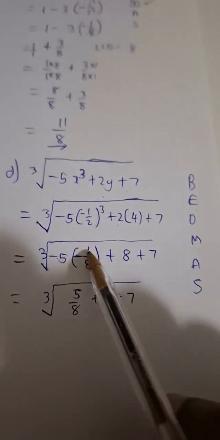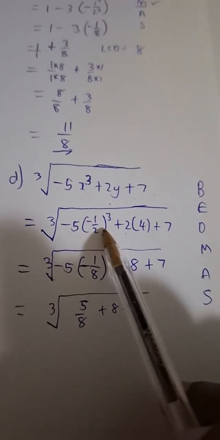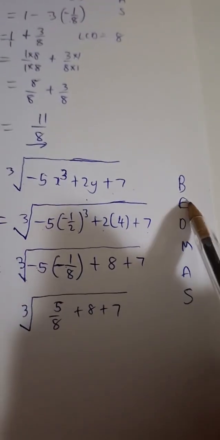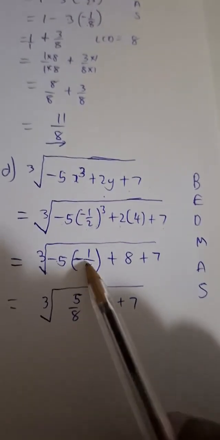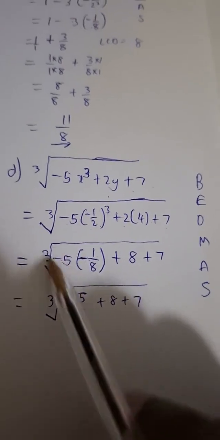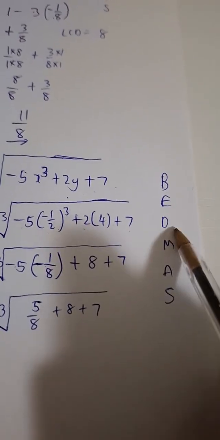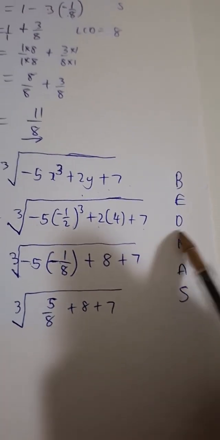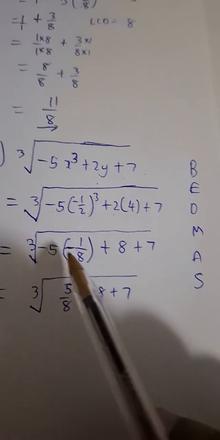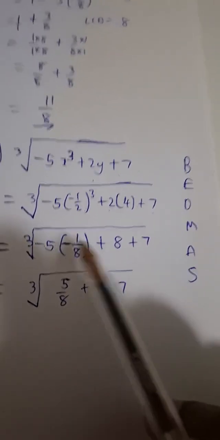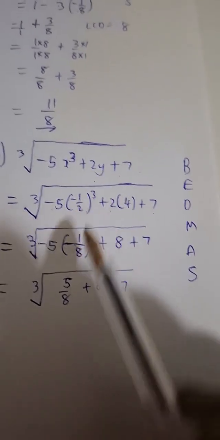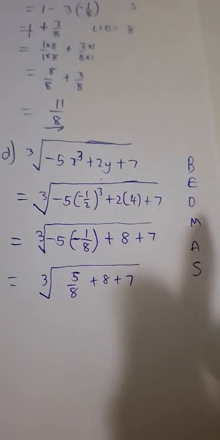So this way of BEDMAS is the way to go. The brackets, the exponent next, negative 1 over 8. Then now, because the exponent has been taken care of, you move down the ladder. There's division, then there's multiplication. So this negative 5 can now be multiplied with negative 1 over 8 because the exponent has been taken care of.